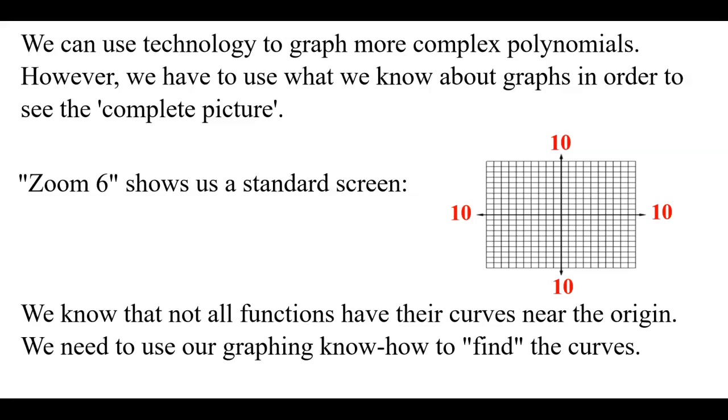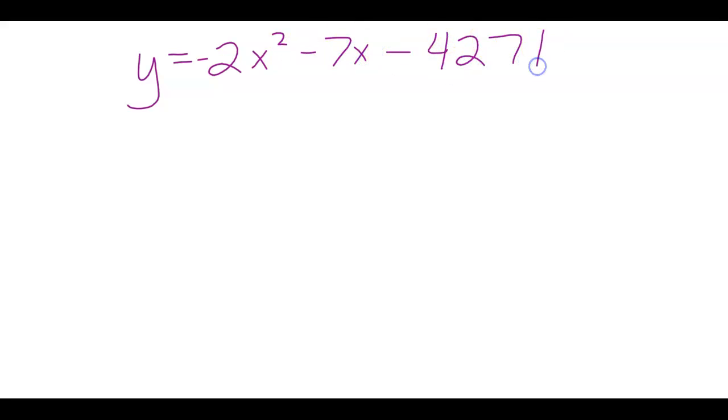So it says we can use technology to graph more complex polynomials. However, we have to use what we know already to complete the picture. So what I mean by that is if you have this quadratic, maybe it's negative 2x squared minus 7x minus 4,271. If you just graph this and hit zoom 6, you're not going to be able to see it. It's going to be a blank window. So what do you need to do to figure out how to change the window? Because the calculator only helps you if you can figure out where the polynomial is at.